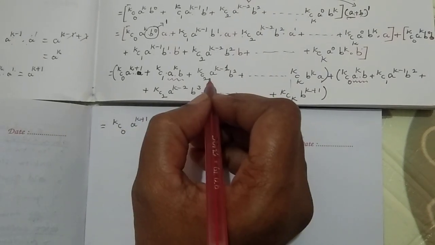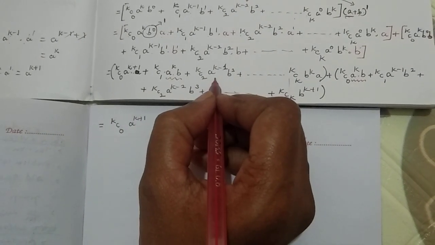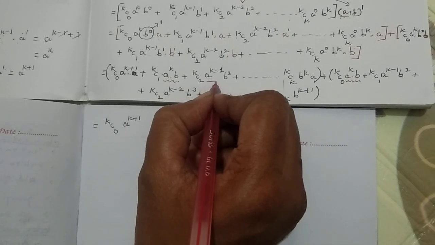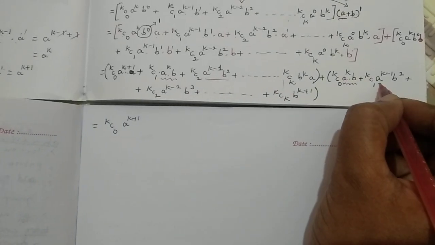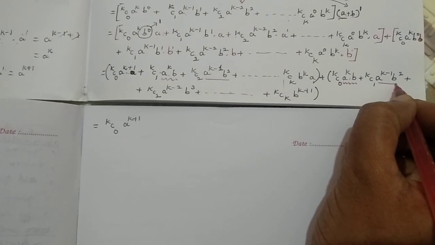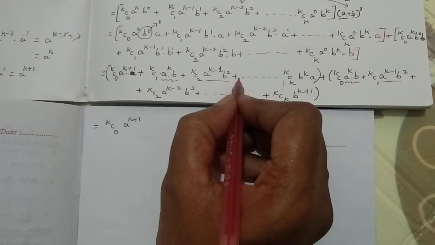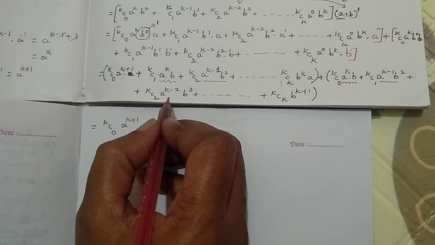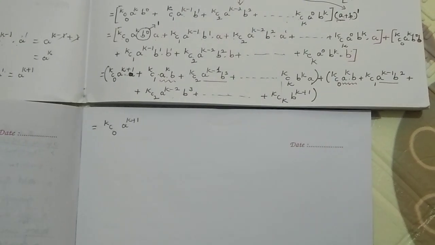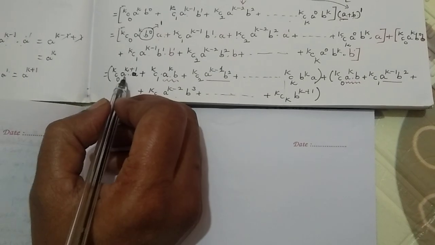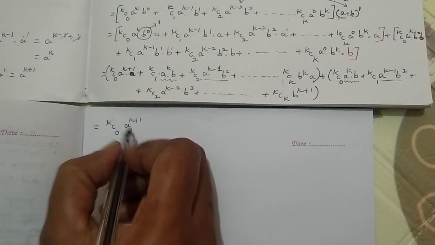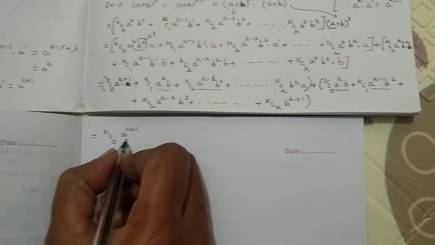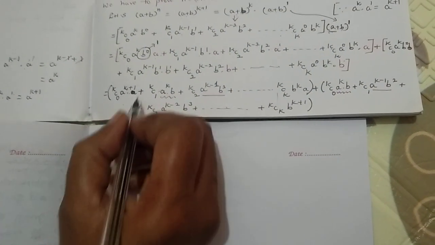Similarly, another term is there the same way: a to the power of k minus 1 b square, and here also a to the power of k minus 1 b square. If one more term is there, we will get another the same way. So first we identify common terms. For the first term there is no common term, only a single term, that is why I took it as it is. Next, plus.